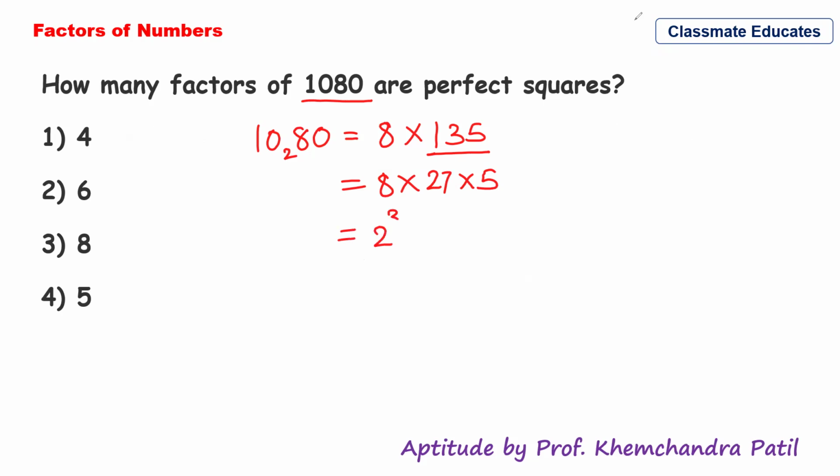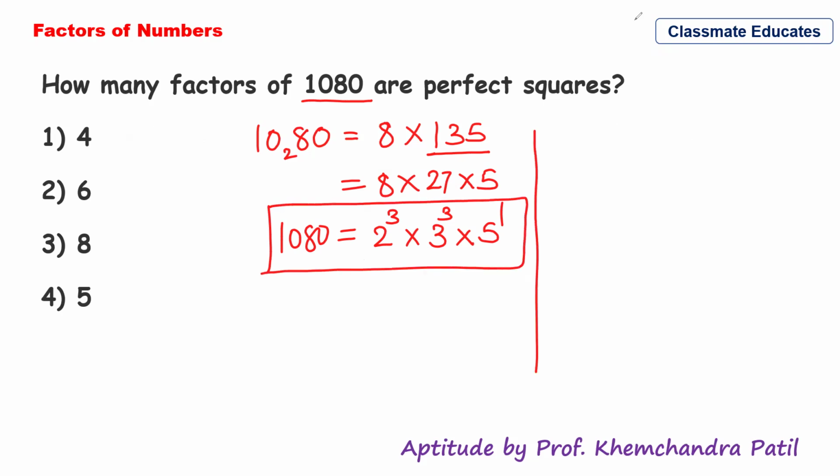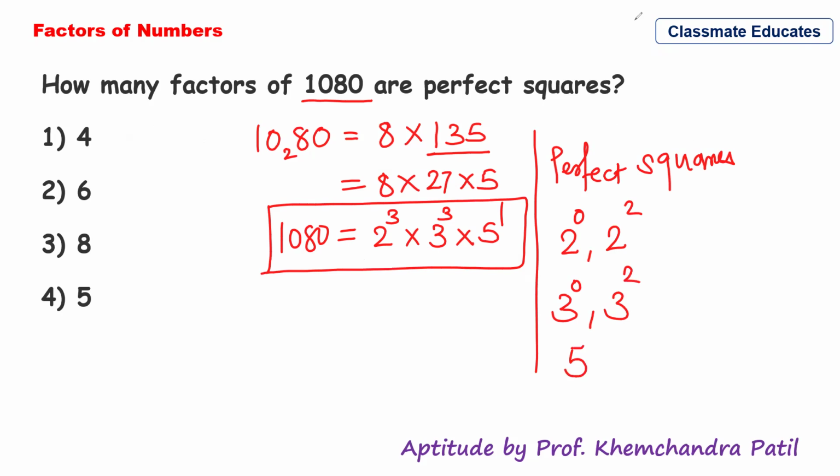So let us write it as 2 raised to 3 multiplied by 3 raised to 3 multiplied by 5 raised to 1. Now we want perfect square factors of this particular number. Which powers of 2, 3 and 5 are allowed here? For 2, two powers: 2 raised to 0 and 2 raised to 2. For 3 also two powers: 3 raised to 0 and 3 raised to 2. And for 5 only one power, that is 5 raised to 0. So 2 powers, 2 powers and 1 power get multiplied. So how many factors of this particular number are perfect squares? There are 4 factors which are perfect squares.